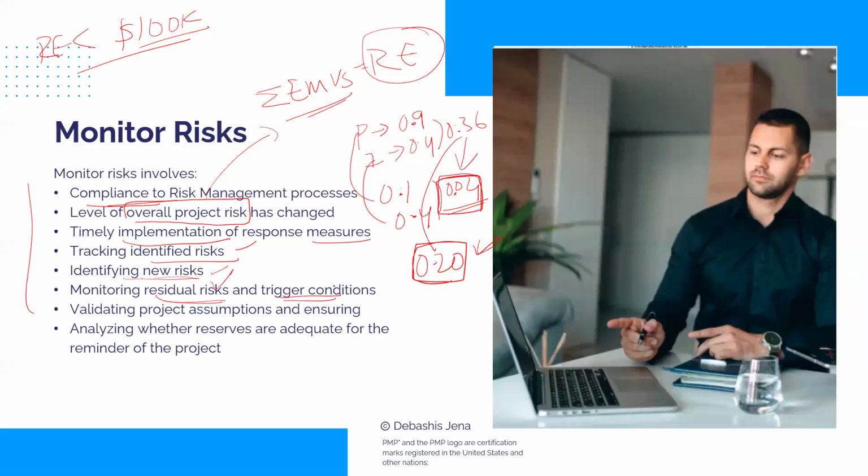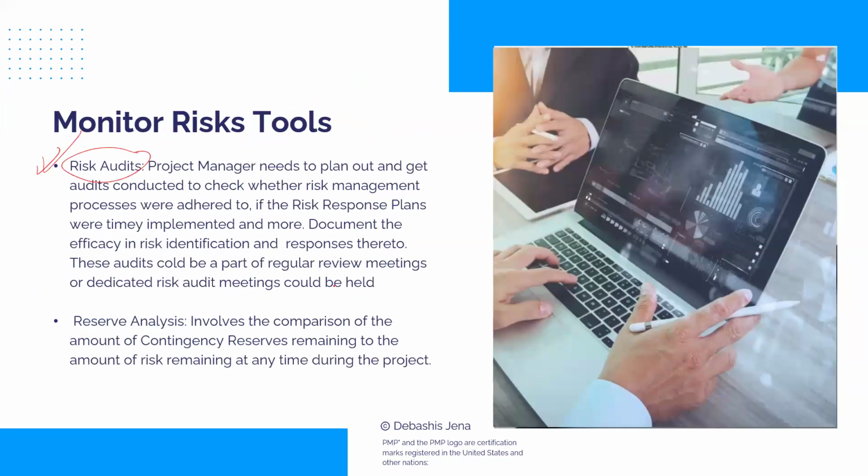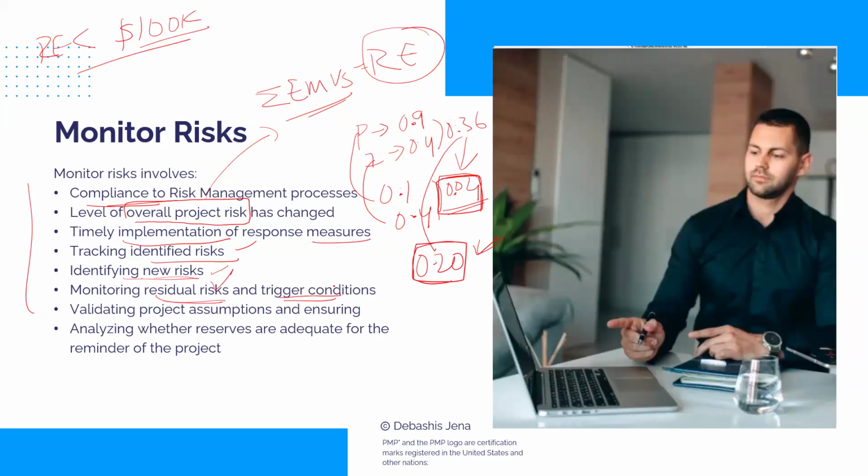Trigger conditions we have to monitor. You remember yesterday I told you about trigger or symptom. We learned one response strategy, the contingent response strategy, right? So if the trigger occurs, we'll have to invoke the contingent response strategy. So we monitor that as well. Validate project assumptions. Again, that is a repeat.